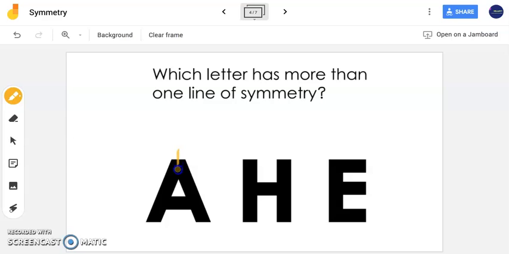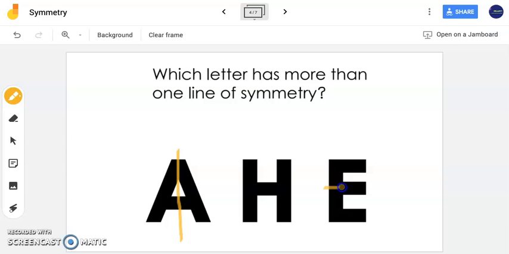Now looking at A, right away I can identify that. Let me draw a vertical line this way. Looking at this figure and taking a closer look, there's no other way I could draw my line of symmetry. If I draw a horizontal line through this way, I'm going to find that doesn't work because there's not the same amount above and under.